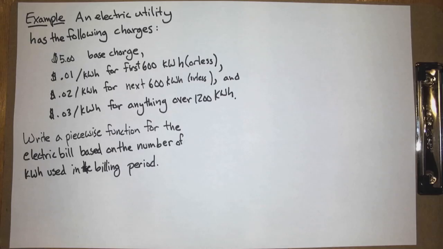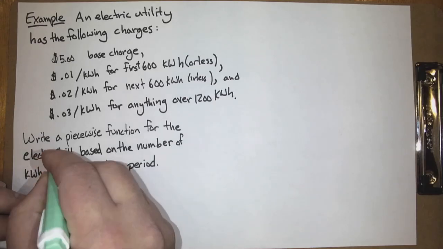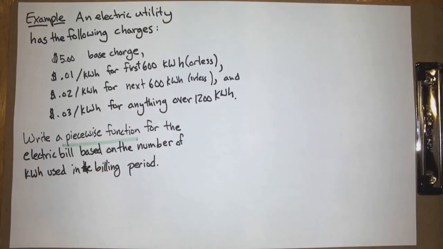And the question: write a piecewise function for the electric bill based on the number of kilowatt hours used in the billing period. Now, we finished by talking about piecewise functions. So what is a piecewise function? We should remind ourselves. It says, hey, we have different behavior over different regions. And so what we'll do is we'll break up our description of our function for each one of these regions. We'll do them separately.